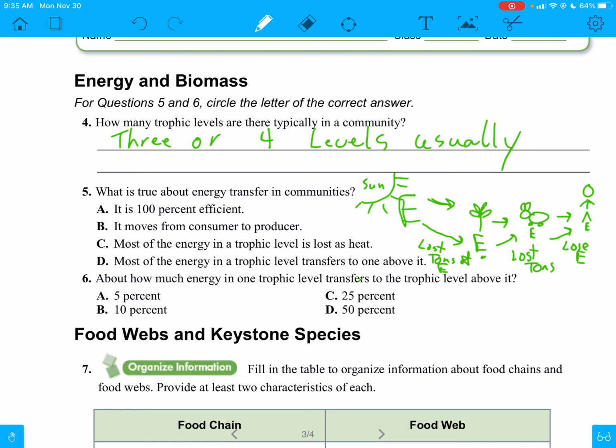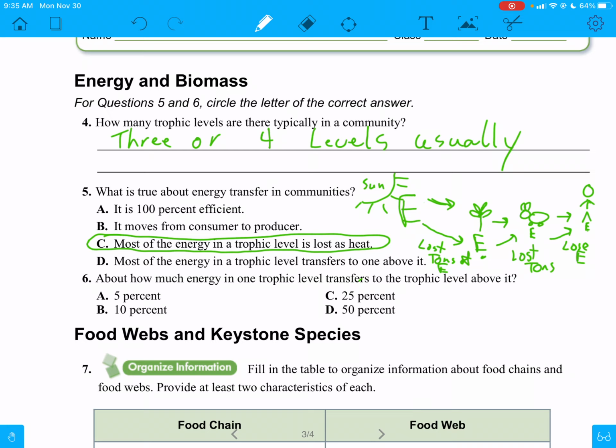So let's go back to number 5. What is true about energy transfer in communities? If you look at letter C, it says most of the energy in a trophic level is lost as heat. And you guys know that, right? If you were to take your hand and put it on your forehead right now, you're going to feel a lot of heat just coming right off of you. Or if you were to jump out of bed and then turn around and put your hand on your pillow, you're going to notice that your pillow has a lot of heat on it, and that heat has just come straight from your body, and it's just been lost, okay?